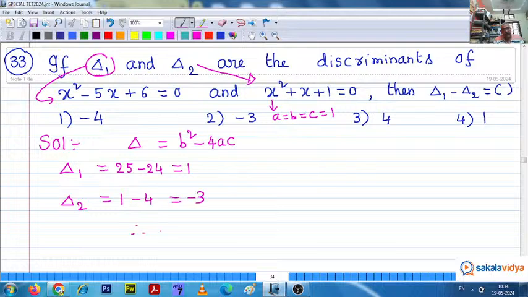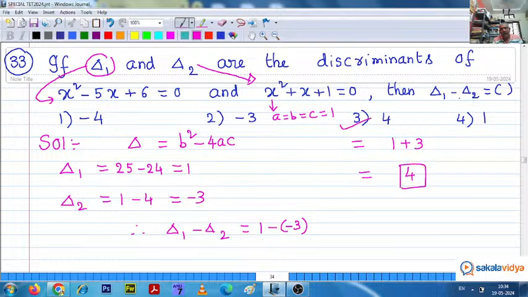So what we are asked is delta 1 minus delta 2, don't get confused. So 1 minus of minus 3. So this is equal to 1 plus 3. So our answer is 4. So the third option is the right option.